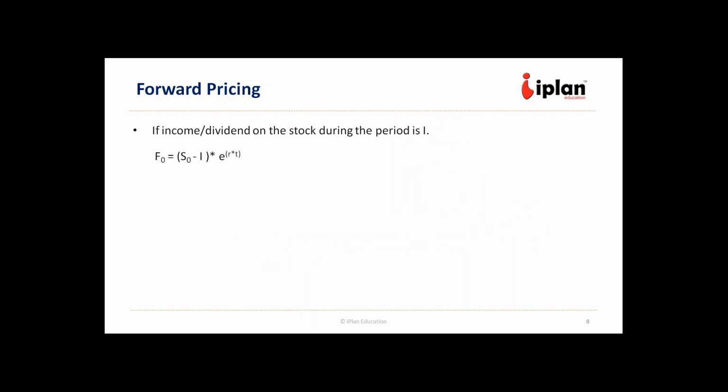Now, suppose during the period, income or dividend will come on the share in the same month. In that situation, we reduce the dividend from the spot price. So this I stands for dividend. If you know the dividend's absolute value, 10 rupees, 5 rupees, $1, $10, you reduce that from spot and you get the value for the future contract. And if the income or dividend on the stock during the period is known in terms of percentage, then you simply reduce that percentage dividend from the rate of interest and you get the future contract value.